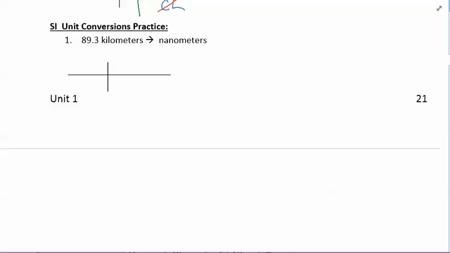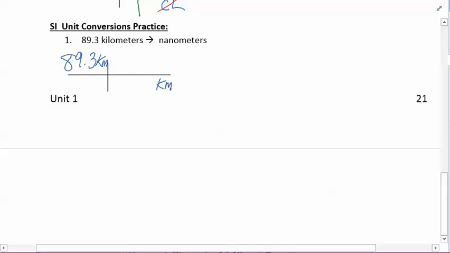So in this problem, we have 89.3 kilometers. Going to start off by writing that in as the starting point. So kilometers will go on the bottom because we want it to cancel out. In this problem, we're going from kilometers, and our new unit that we want is nanometers. After we have our problem set up, we need to figure out which one is the larger unit. The larger unit is kilometers, so we put the 1 with that.